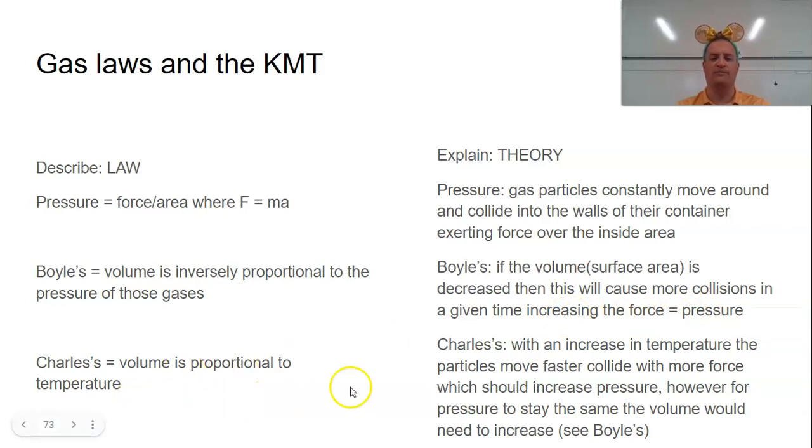Volume is proportional to temperature. Increasing temperature, particles move faster, collide with more force, which should increase pressure. However, for pressure to stay the same, the volume would need to increase because of the volume-pressure relationship that we see in Boyle's.